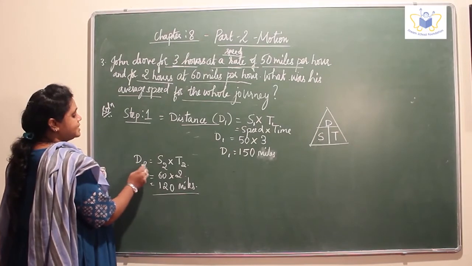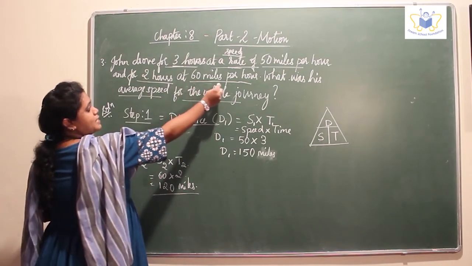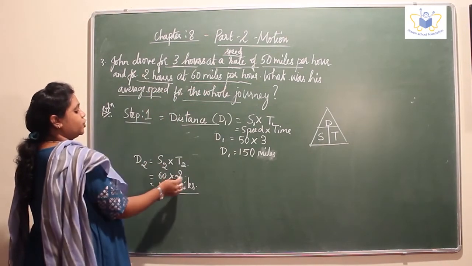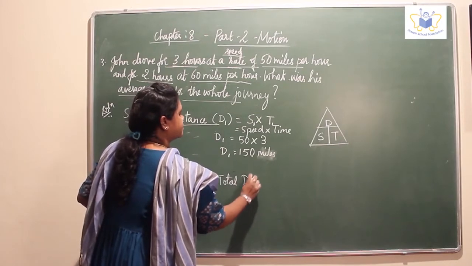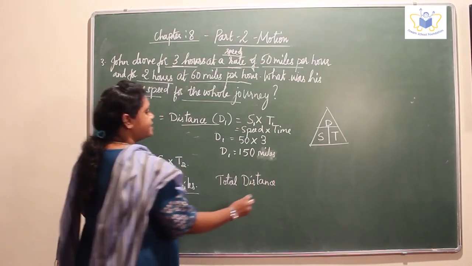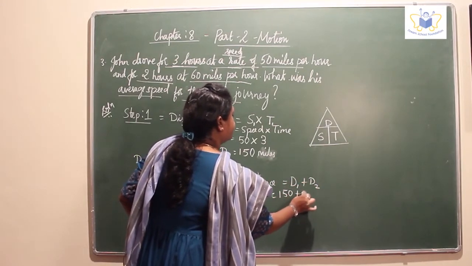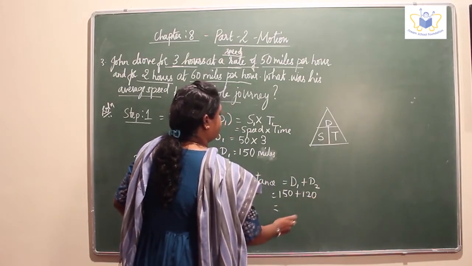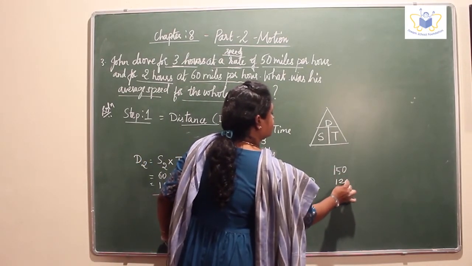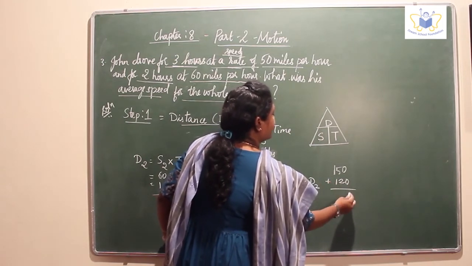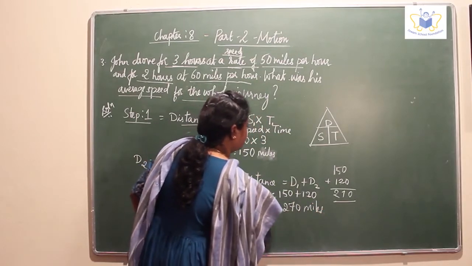Okay. So the distance d2 is equal to s2 into time t2. The second speed is 60 miles per hour, so 60 into the time taken, which is 2 hours. So it is 120 miles. So now I can calculate the total distance. Total distance is equal to d1 plus d2, which is equal to 150 plus 120. So 150 plus 120 is 270 miles. 270 miles is the total distance D.